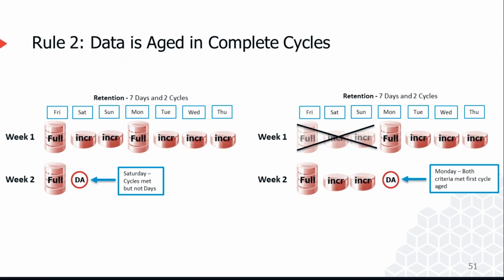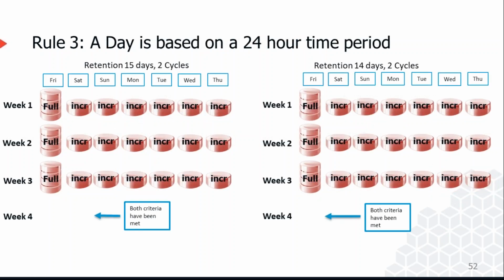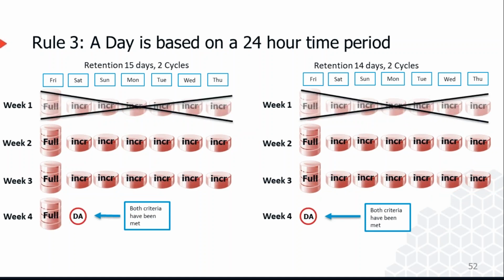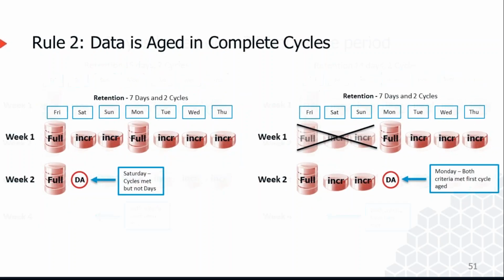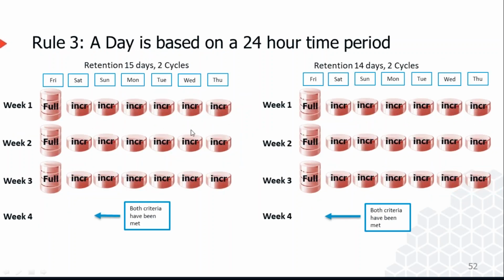Okay, now we'll see one more scenario. Yes, this is actually the same one, and on this one we will discuss one more scenario. Let's suppose I have marked the retention of 15 days, two cycles, on the left hand side. Take it. Now, for this particular week one, every Friday I'm taking the full backup. Cycles get completed on this particular day of week three.